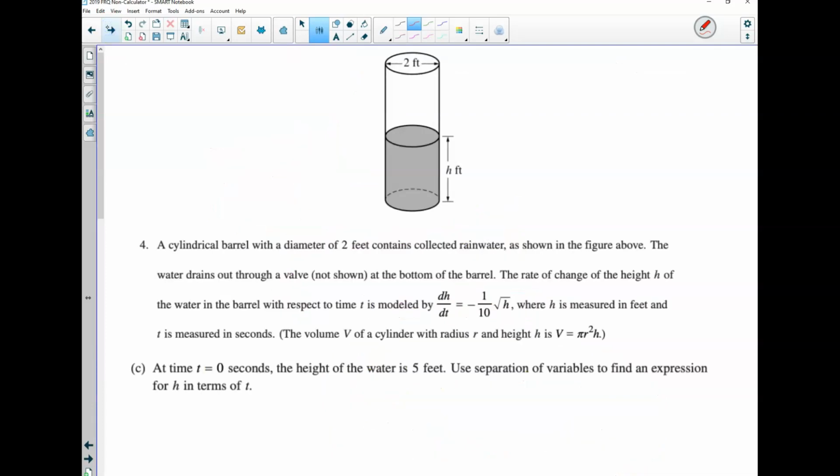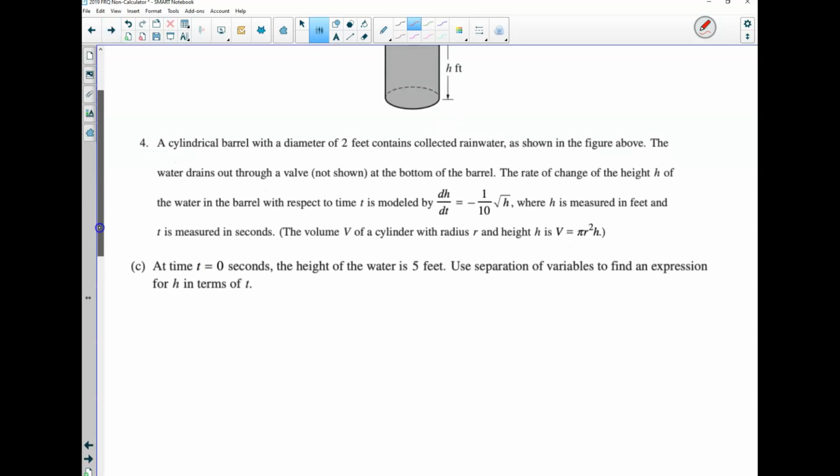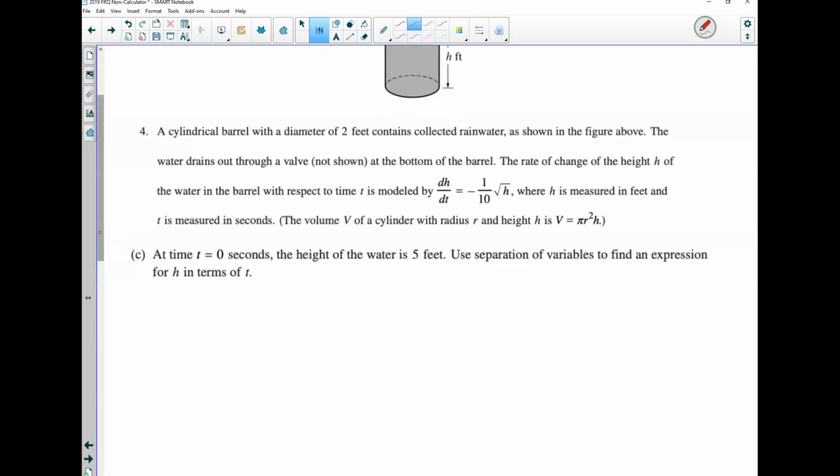And then we move on to C. At time t equals 0, the height of the water is 5 feet. Use separation of variables to find an expression for h in terms of t. This is the big point value for this problem. This is going to chew most of your points up right here. So they're saying, at time t equals 0, the height of the water is 5 feet. Use separation of variables to find h in terms of t.